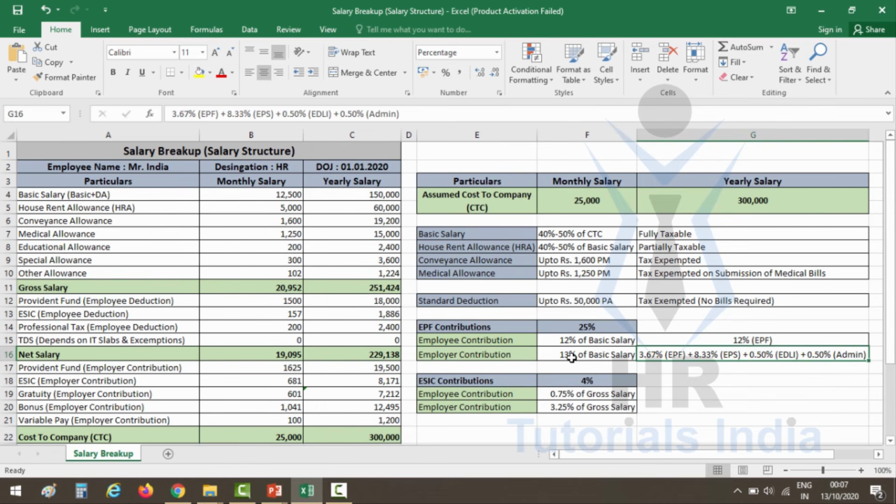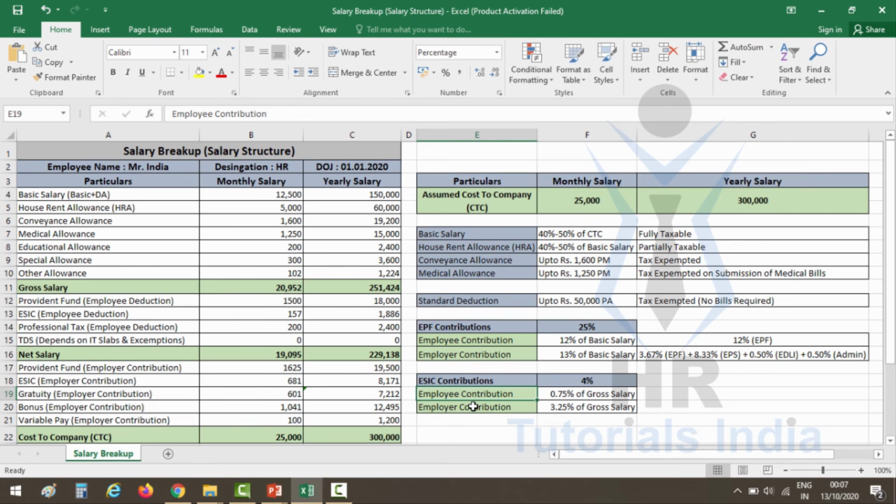3.67% of basic salary goes to the EPF account, 8.33% of basic salary goes to the pension account, 0.5% of basic salary goes to EDLI and 0.5% of basic salary goes to admin charges. About this PF contribution and different accounts, I will be making a different video on EPF contributions, deductions and calculations.